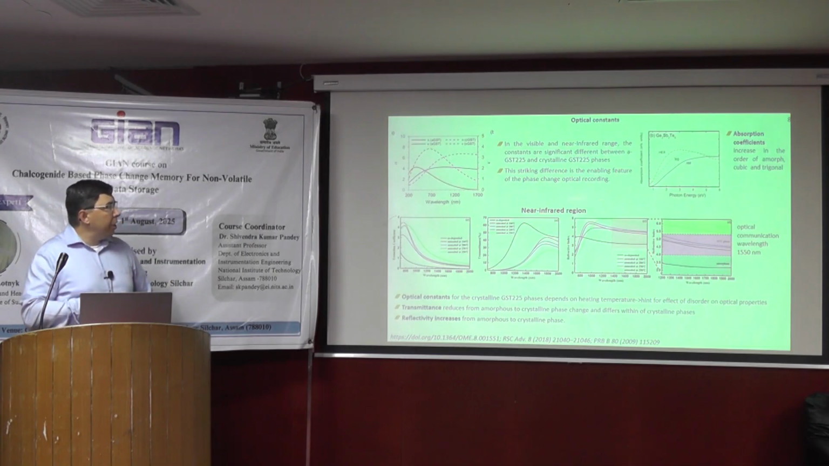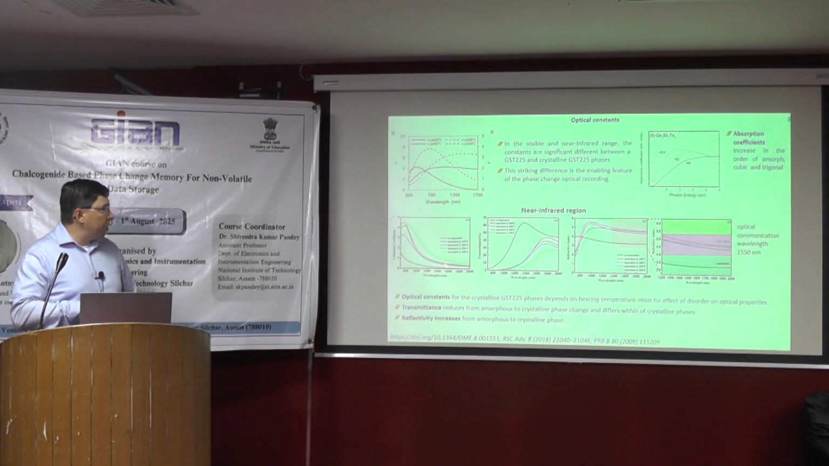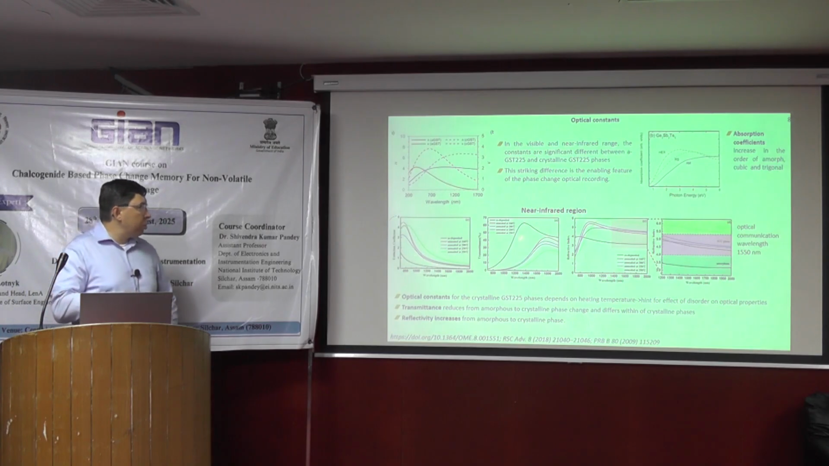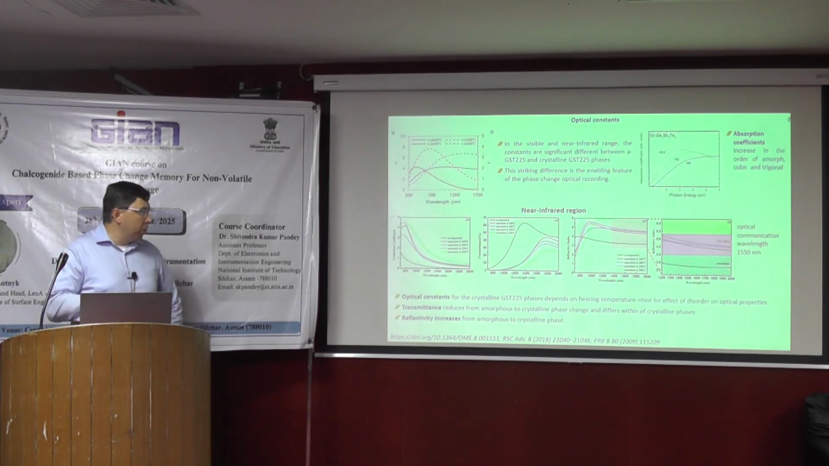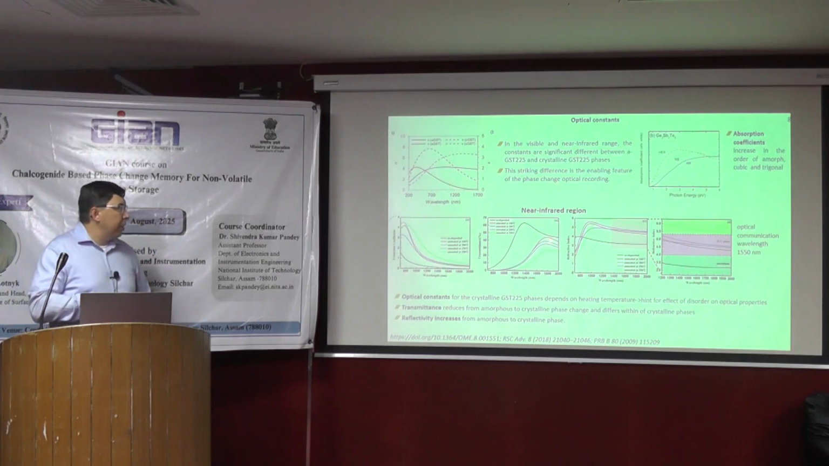In the near infrared region, we can see also differences in the extinction coefficient. So this is for as-deposited amorphous, and this is for crystalline. So for amorphous it's lower than for the crystalline. Transmission is also different: you can see here that the as-deposited film transmits more light than the crystalline. So from here we can already learn that this phase is more reflective than this.